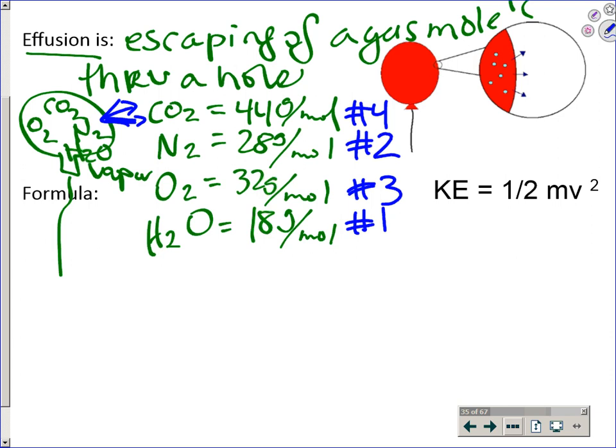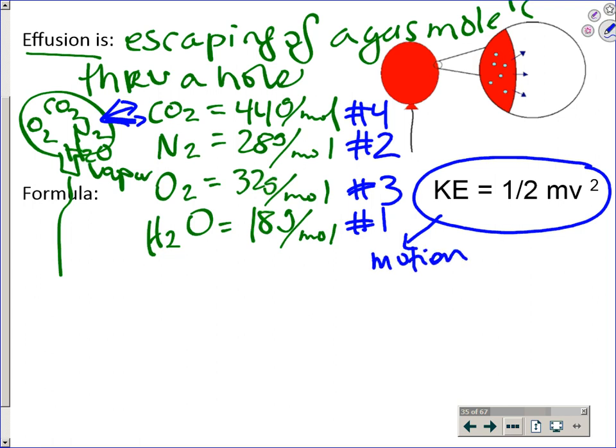CO2, because it's the last thing in the balloon. So this law is all about masses and how fast, or the velocity of those gases. So it is related to kinetic energy, because kinetic energy is the energy of, everybody? Kinetic energy is the energy of motion, right? So we're talking about things moving, so this is the energy of motion.